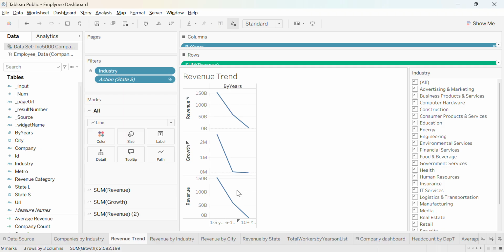Newer companies in the 1 to 5 years bracket generate approximately $150 million in total revenue. Companies in the 6 to 10 years bracket show significantly lower revenue, and the companies that have been on the list for more than 10 years show the lowest revenue at around 10 billion. The revenue growth line follows the same declining pattern. Newer companies are growing faster.